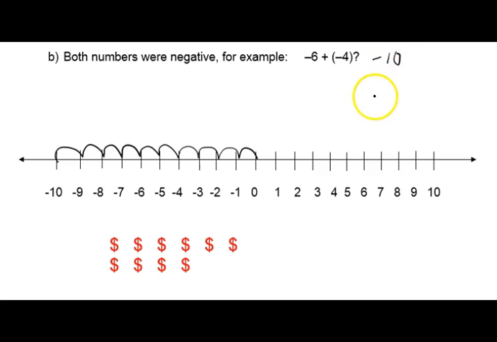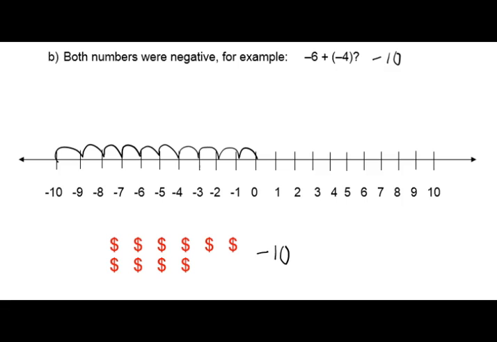Or if we're talking about the money situation, remember we used red money to represent debt or owing money. So we have 6 negatives, 6 red dollars, and 4 more negatives, and altogether we have 10 negative dollars, or debt or owing $10 to someone.